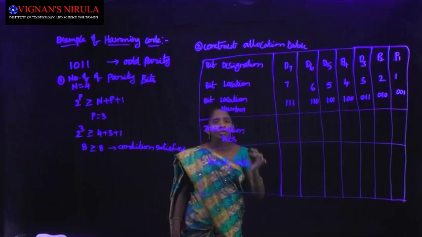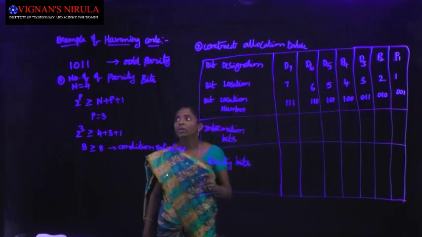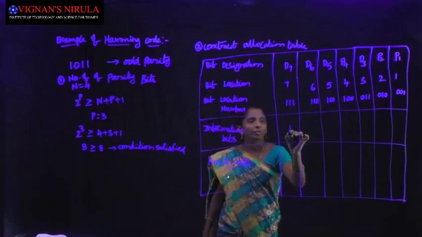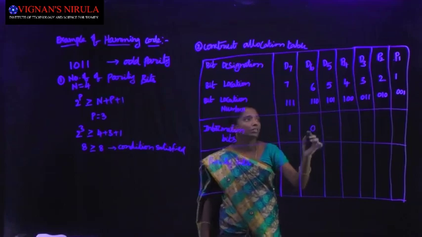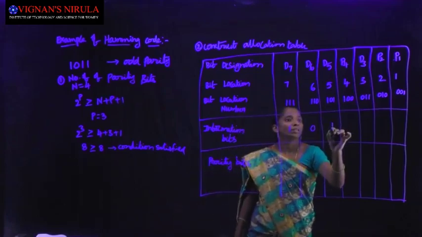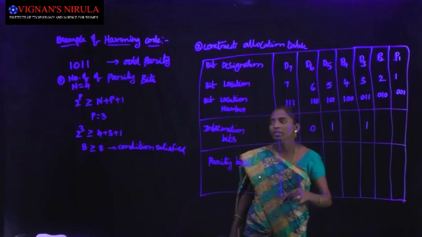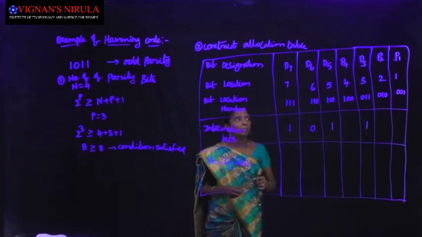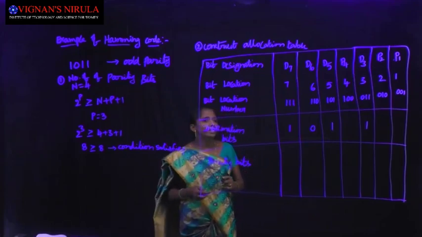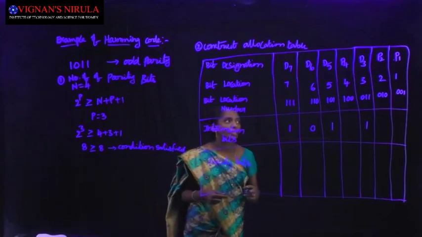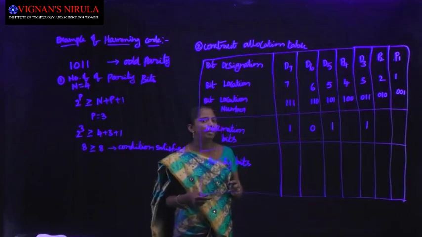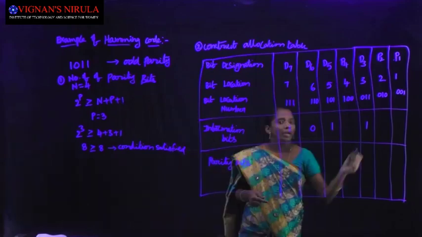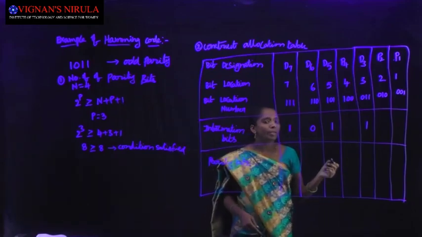Now the information bits are 1011, where the MSB is 1, then 0, 1, 1. So these are the information bits. Now we have to assign the parity bits. To assign parity bit P1, we have to check the locations where the LSB is 1, including parity bits.